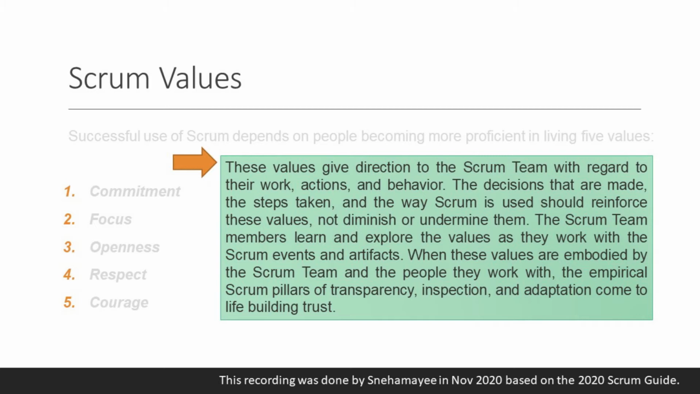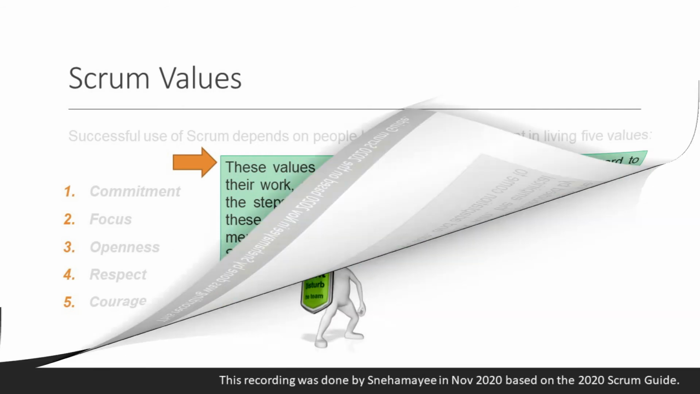These values give direction to the Scrum team with regard to their work, actions, and behavior. The decisions that are made, the steps taken, and the way Scrum is used should reinforce these values, not diminish or undermine them. The Scrum team members learn and explore the values as they work with the Scrum events and artifacts. When these values are embodied by the Scrum team and the people they work with, the empirical Scrum pillars of transparency, inspection, and adaptation come to life, building trust.